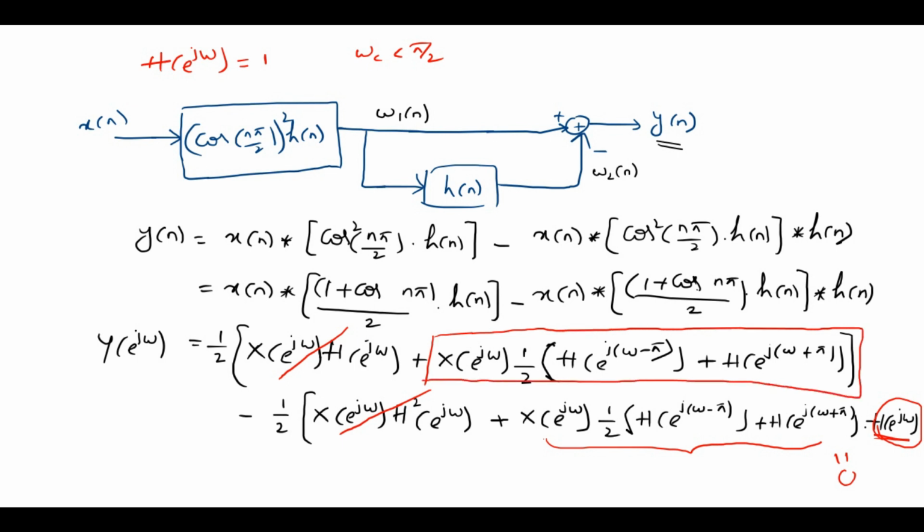Okay. Now the overall system function is H of e^{jω} minus π plus H of e^{jω} plus π, with magnitude 1 by 2. So what happens now? It is simply a high pass filter with the cutoff frequency π minus ω_c. And what is the gain? The multiplication factor is 1 by 2, so the gain is 1 by 2.